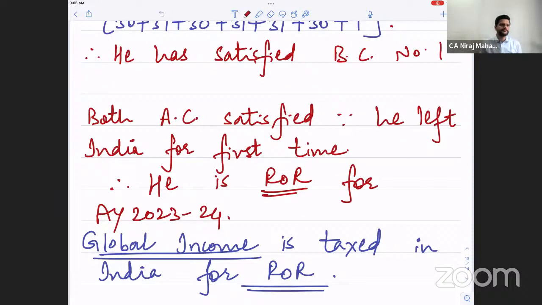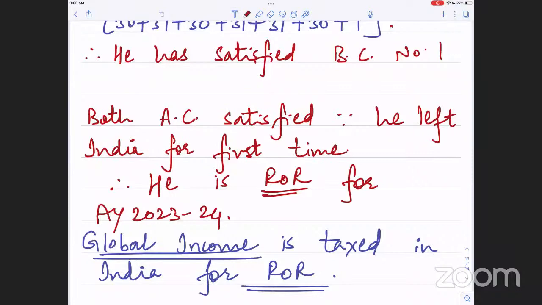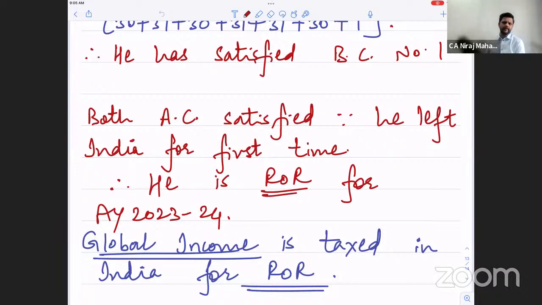We are in chapter 2. Which chapter? Residential status, and what? Scope of income. Scope of total income. Scope means what all we will tax basically, or what all we can tax.